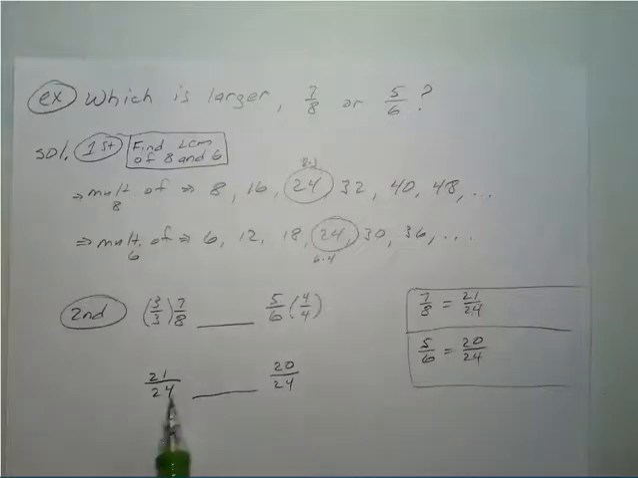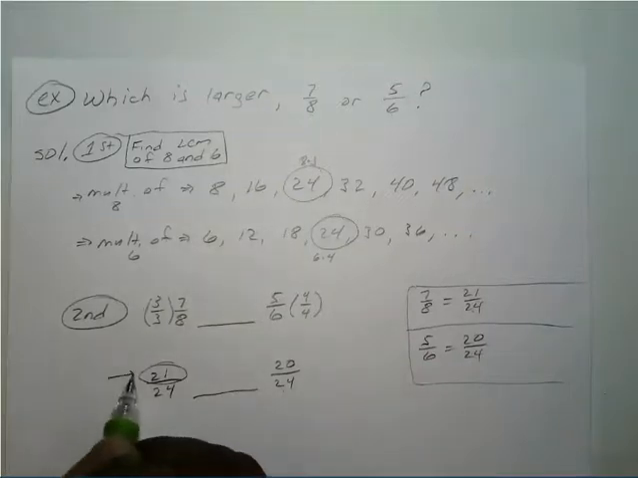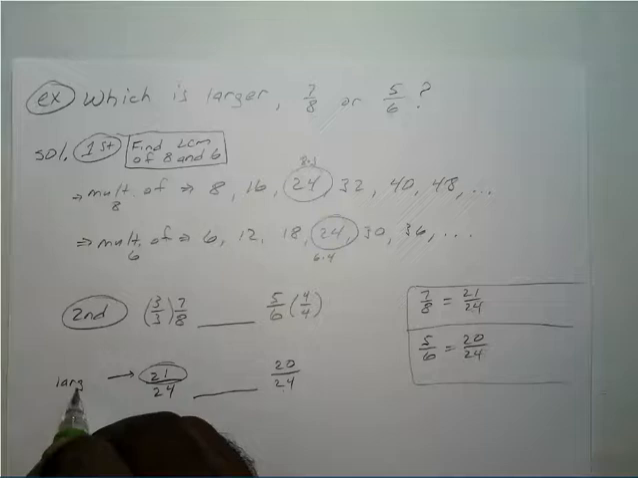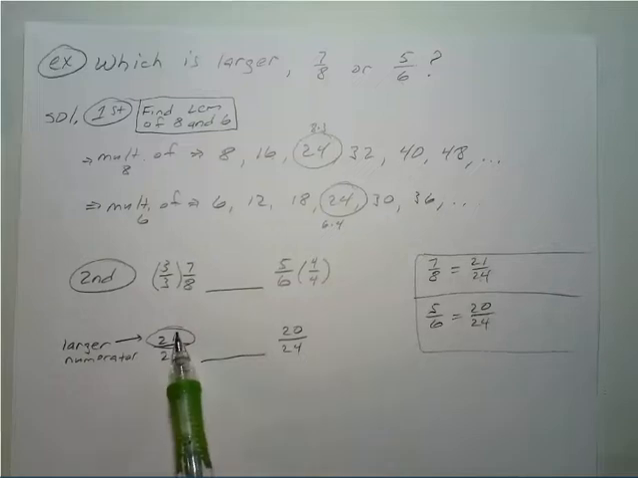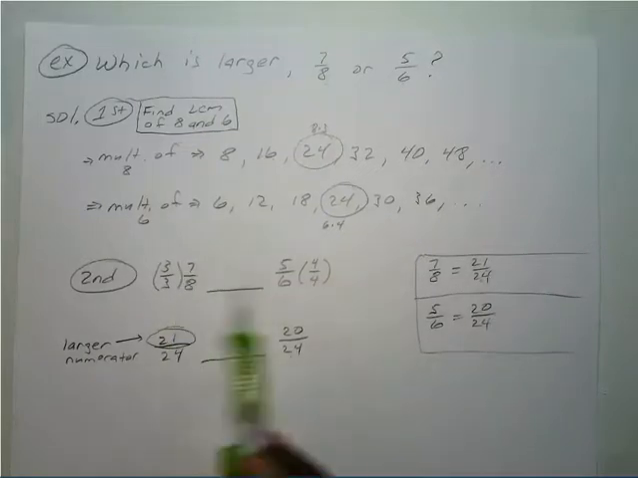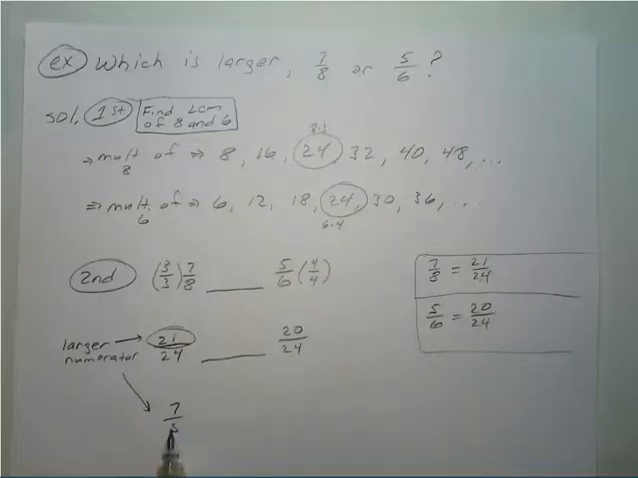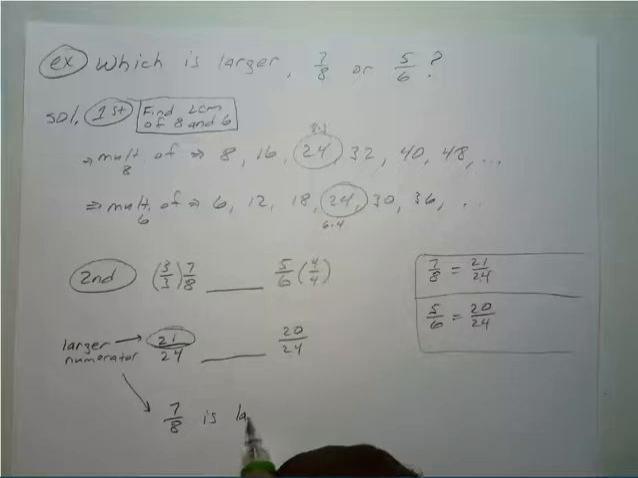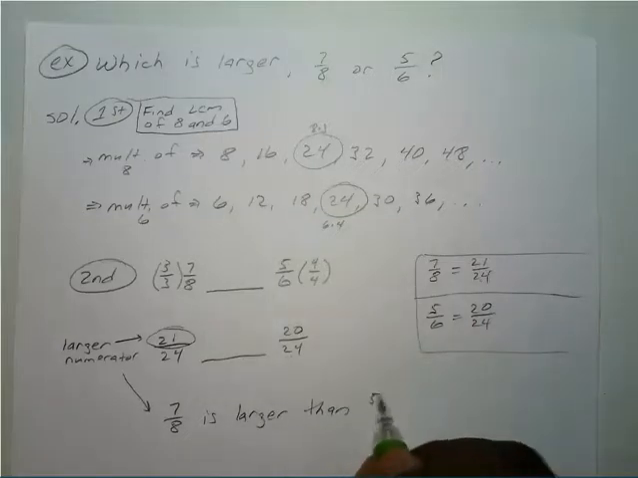Right? So once we have our matching denominators, we compare our numerators, and we can see here that 21 is the larger numerator. Okay, since 21 is the larger numerator, that means 7 over 8 is larger than 5 over 6. So 7 over 8 is larger than 5 over 6.